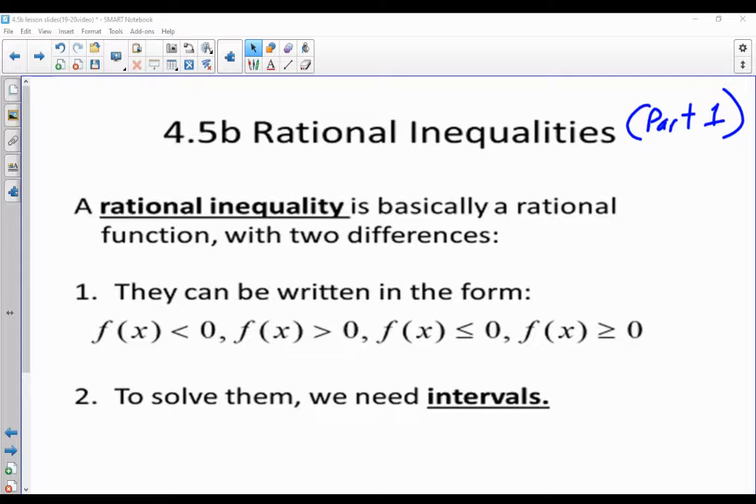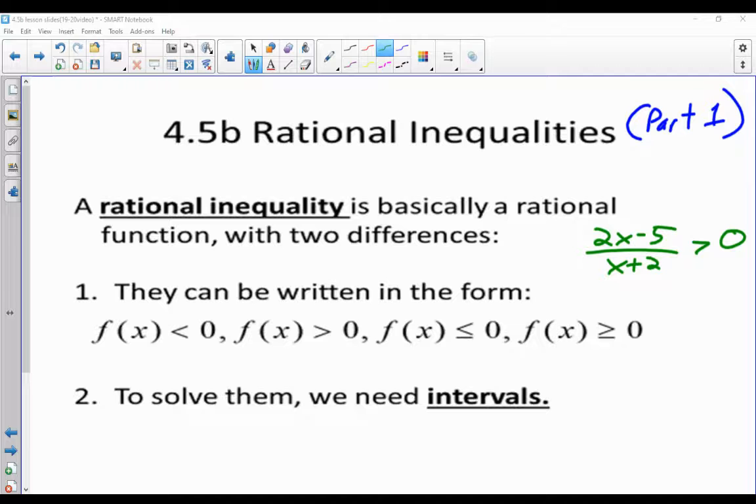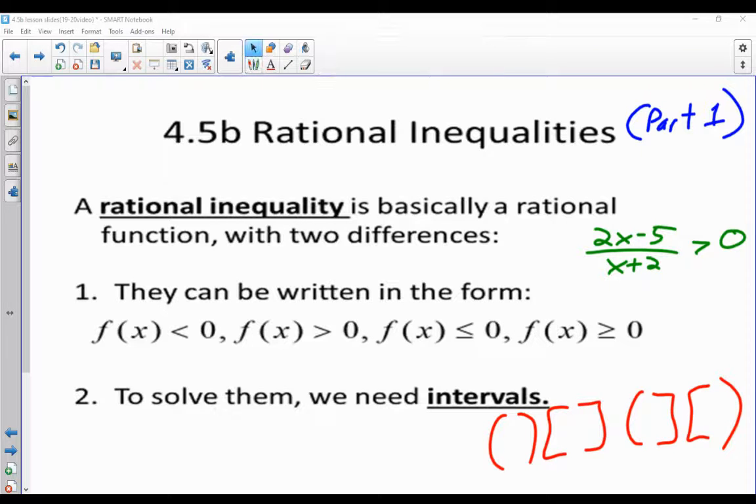By definition, a rational inequality is still basically just a rational function, like, for example, the function that you saw on the previous slide, but with 2 differences. We're now going to take the rational function and throw in inequalities. And also with those inequalities, we're going to have to find the interval solutions. Or in other words, we're going to be using interval notation, those open and closed brackets. So brace yourself, we're going to have to be doing that.